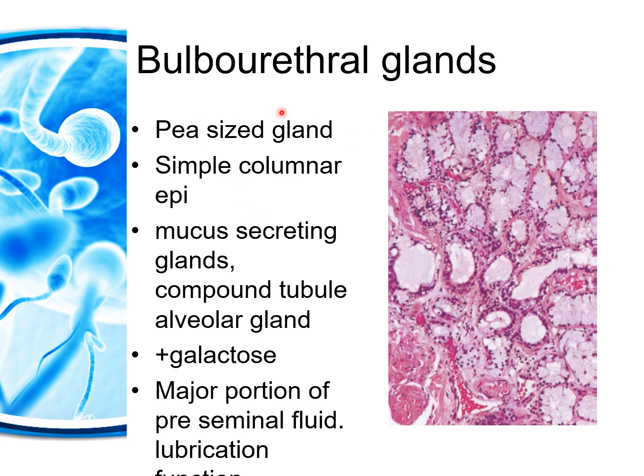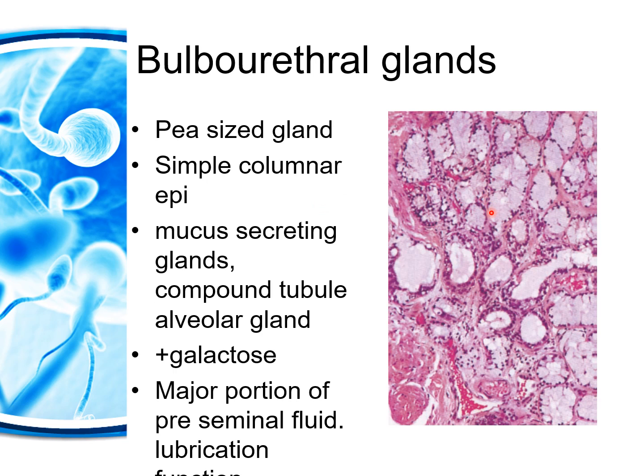So the next gland, which is another accessory sex gland in the male genital system, is the bulbourethral gland. It is about a pea-size gland lined by simple columnar epithelium, but the height of the columnar epithelium varies according to the state of secretion and also according to the level of testosterone. These glands are mucus secreting compound tubulo-alveolar glands. Major secretory product is galactose. It contributes a major portion to the pre-seminal fluid, and the major function of this gland is lubrication.